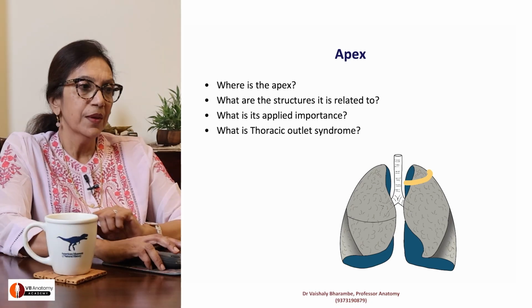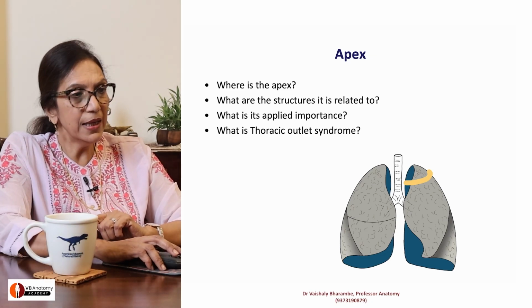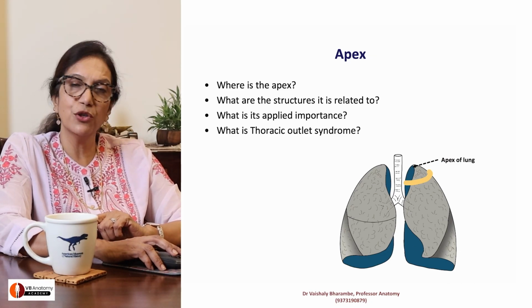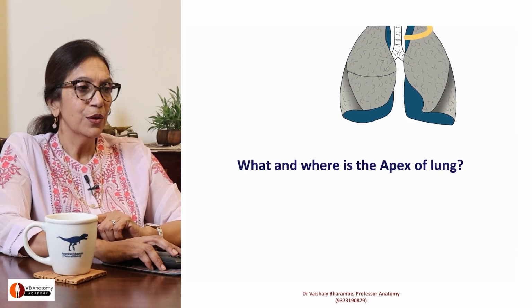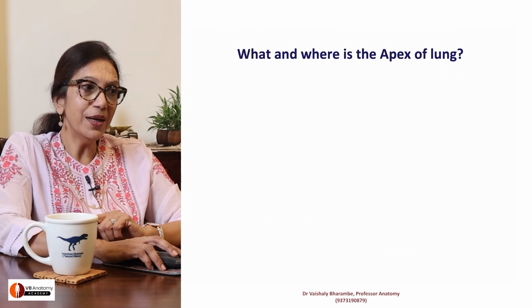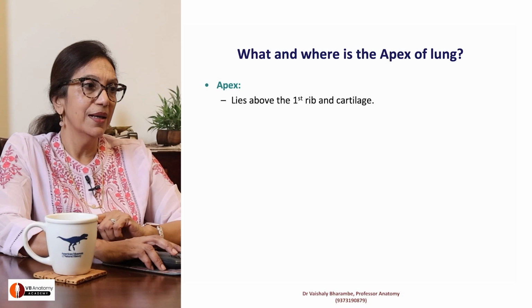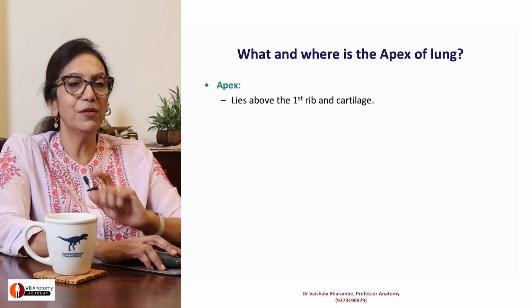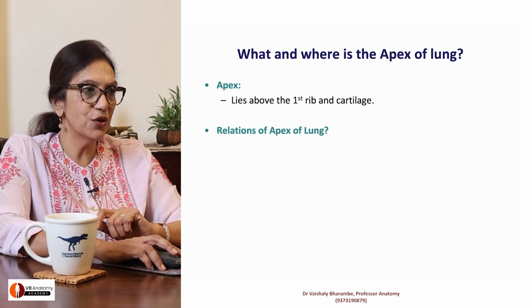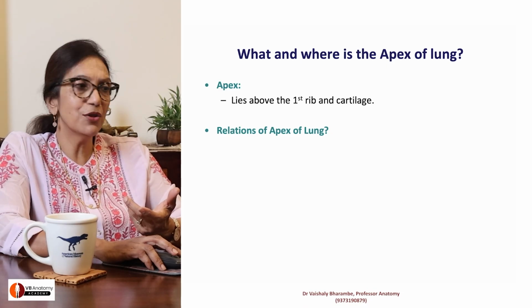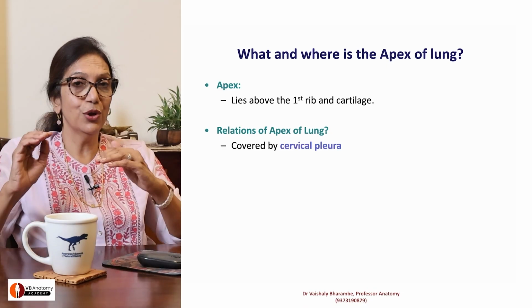Come. Here's the first rib, and everything above the first rib is the apex of lung, right? So, what and where is the apex of lung? The apex of lung lies above the first rib and cartilage. Relations of apex of lung. Now, please use your hands, okay?